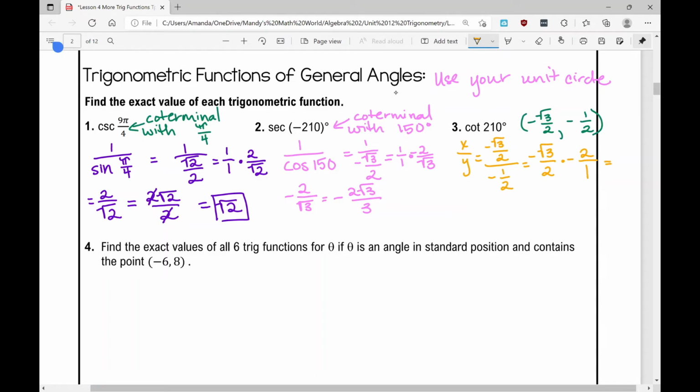So, negative square root of 3 over 2 times negative 2 over 1. I can simplify by crossing out those 2's. Negative square root of 3 over negative 1 is just the square root of 3. So that is that value, the square root of 3. Let's move on to number 4. Number 4, and I think the rest of these are going to go fairly quickly.